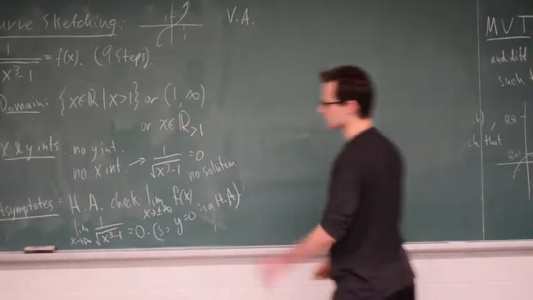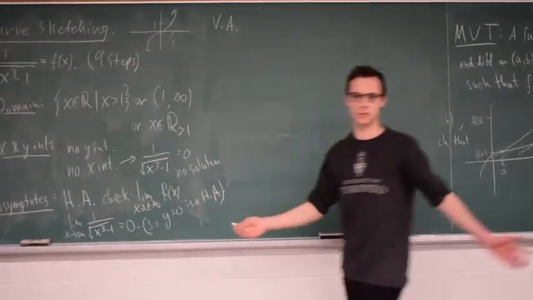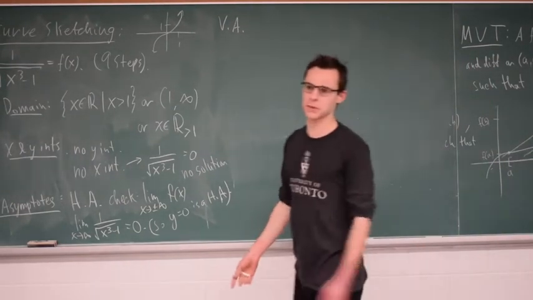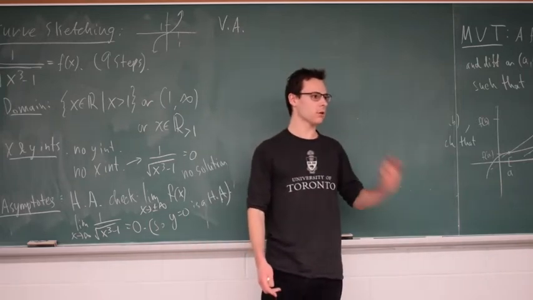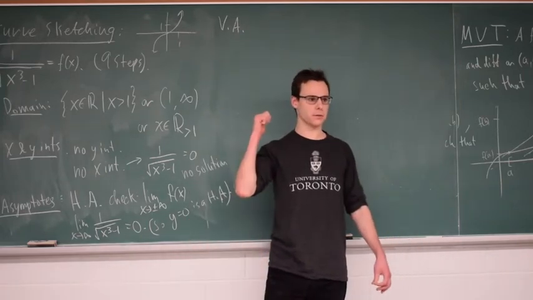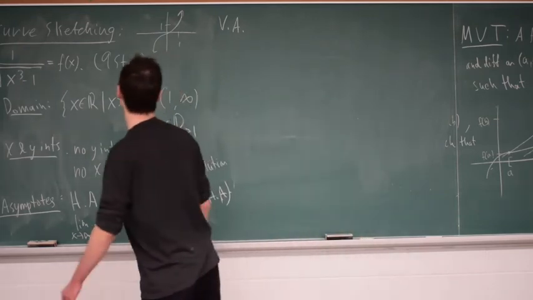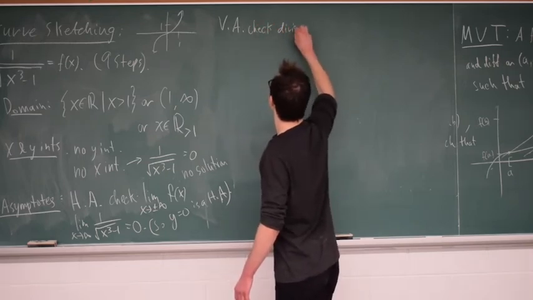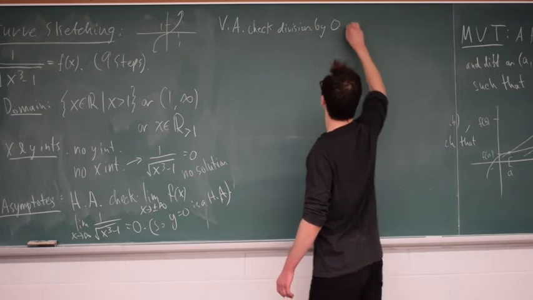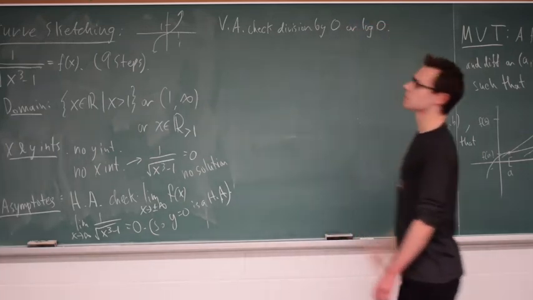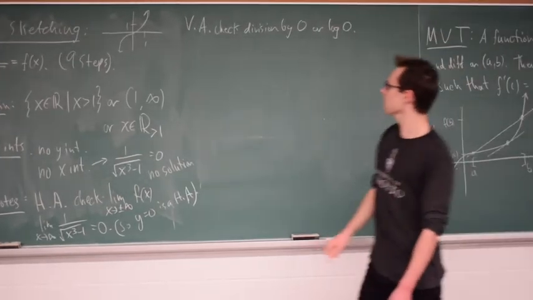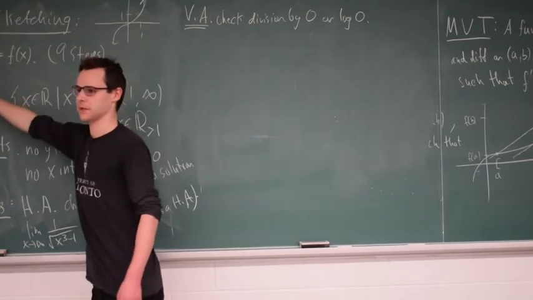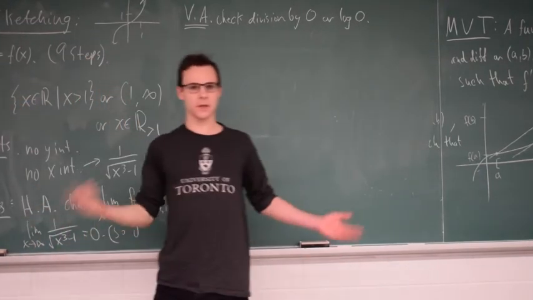Vertical asymptotes. So this is still under heading 3. Here's what we do for vertical asymptotes. We figure out when we get division by 0. That's what produces a vertical asymptote. Or when we take log of 0. We don't have a log over here. So we need only to check division by 0. Check division by 0 or log 0. So we need to check division by 0. We already determined we do get division by 0 when x is equal to 1. So we have a vertical asymptote there.